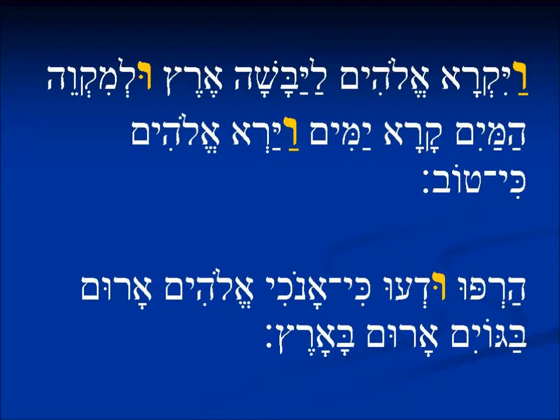Here's a second example from Tehillim, Psalms 46, verse 11. We see the second verb there, de'u. The dalet has a shva under it, so we don't say "v'de'u," we say "u'de'u." Harpu u'de'u ki anochi Elohim arum bagoyim arum baaretz.